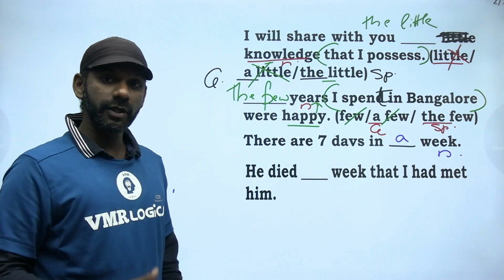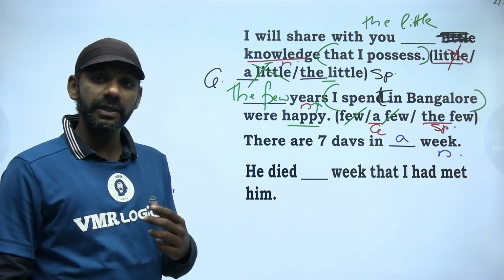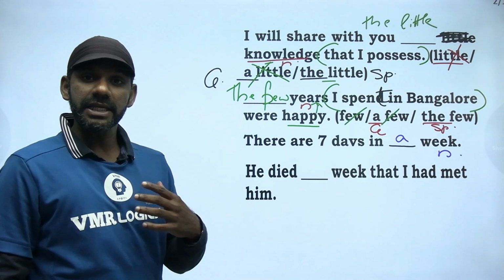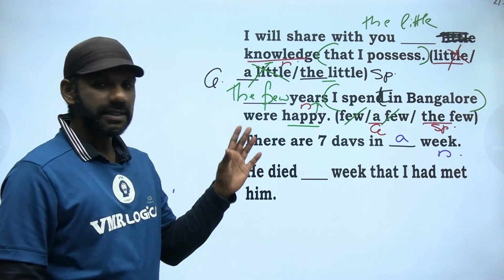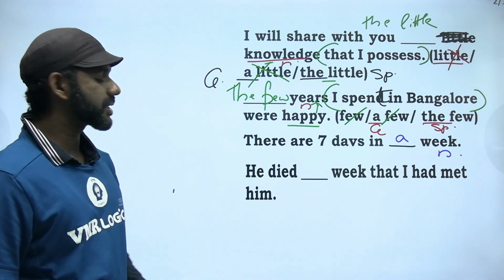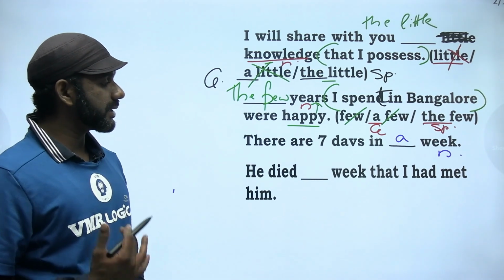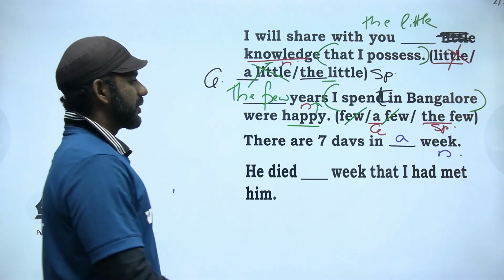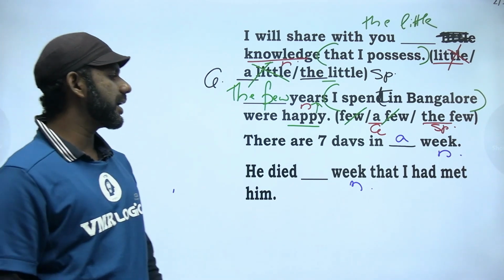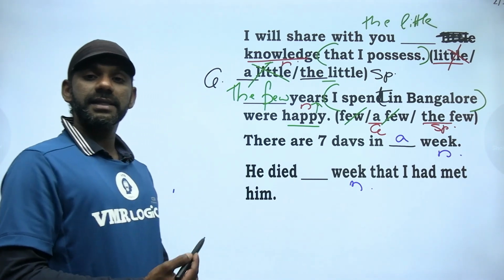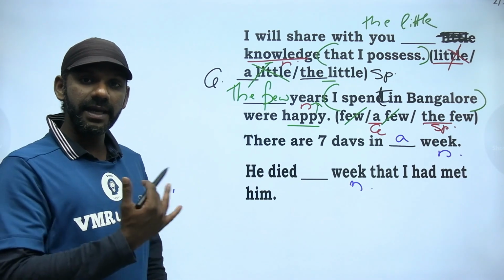One more reason. This is a very general statement, because all weeks have equal number of days. So, this is a very general statement. There are 7 days in a week. Come to next one. Understand the meaning of it. He died dash week that I had met him. Week is a noun. In this sentence, is there any detail given regarding the noun week? Yes. What is that? That I had met him.